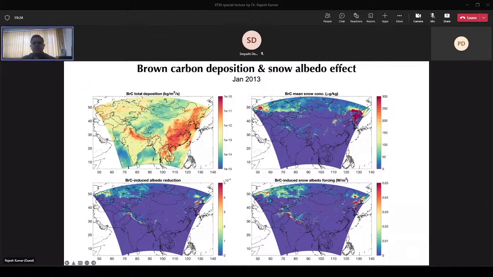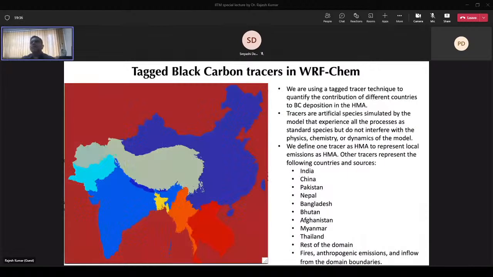Next development that we did for this project is to implement tagged black carbon tracers in the model to quantify the contribution of different countries to black carbon deposition in the Himalayas. So this is what we do. We are using a tagged tracer technique to do this, so that we are tracking emissions from these countries in the same model simulation, so that we don't have to do multiple simulations.